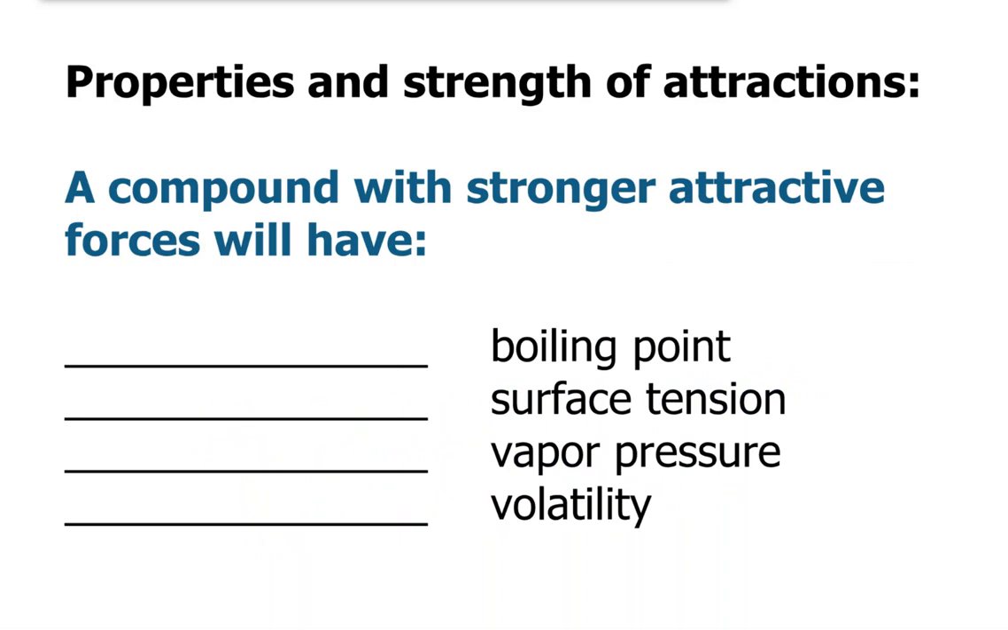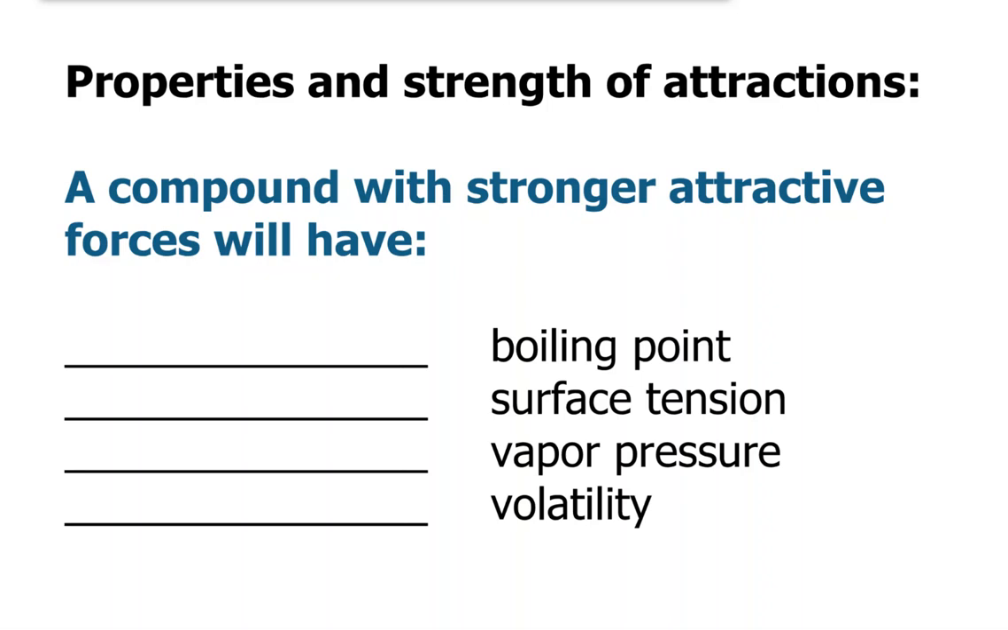From the strength of the attractive forces, we can make predictions of these different properties. And so what you just have to think about is the stronger the attractive force, the more stuck together the atoms or molecules are. And so you have to kind of look at what's happening in each type of attraction or each type of property.